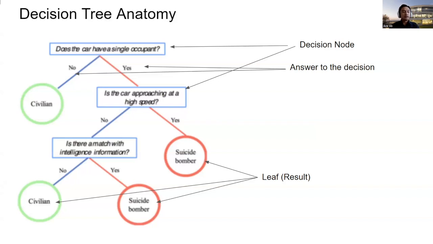So you have another decision point: is the car approaching at high speed? If yes, it becomes a suicide bomber. If no, then you ask whether this is a match with intelligence information. If no, then a civilian. If yes, the suicide bomber. It's a very basic decision tree. The questions we ask are called decision nodes, and the branches coming out are the decision answers.